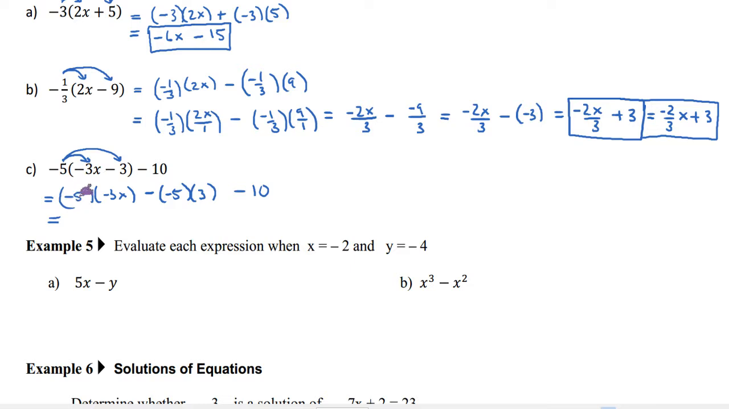So what do we have here? Then -5 times -3 is +15. They have the same signs, both negative, so that gives us positive. And then negative will give us another +15, and then -10. And then simplifying this, the 15x gets carried along, but then 15 minus 10 is 5. +5, right? Okay.